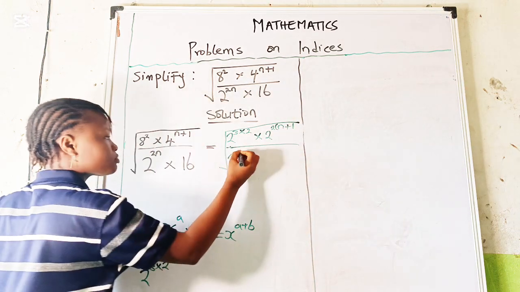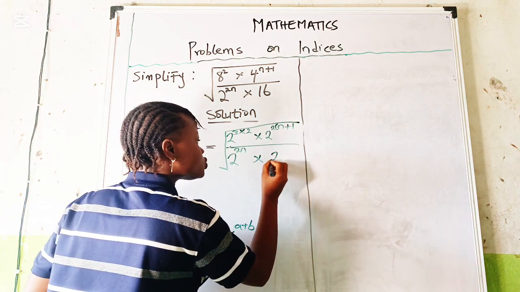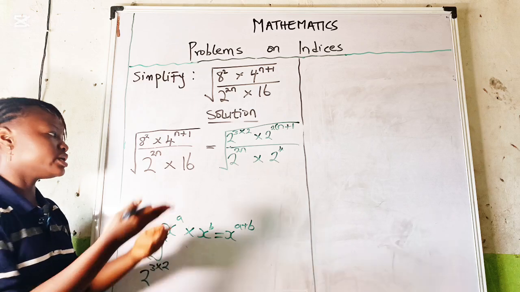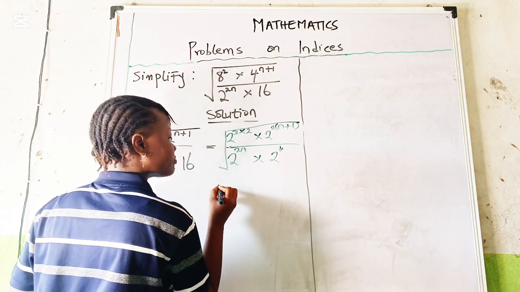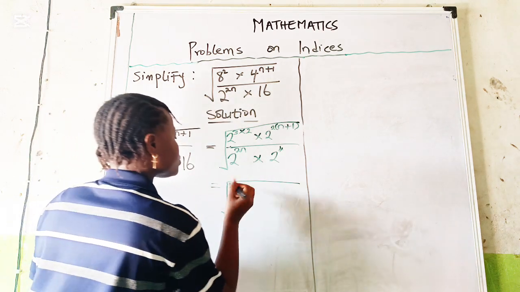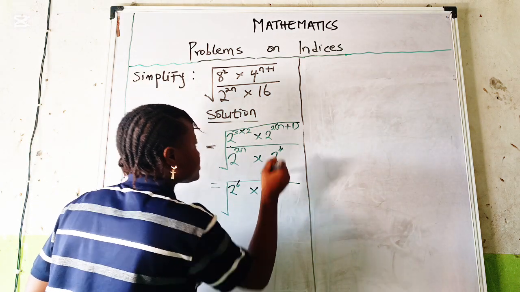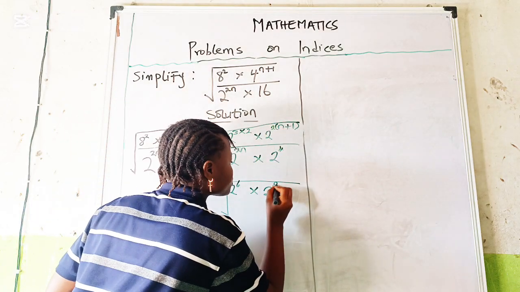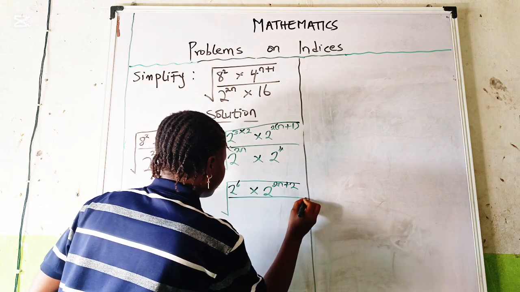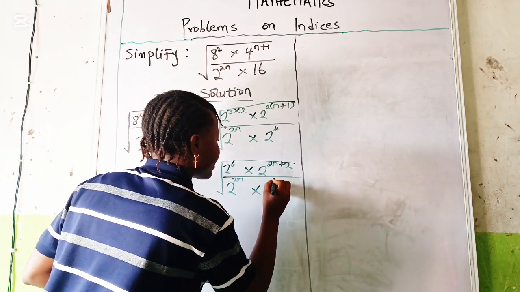Here is 2 raised to power 2n, multiplied by 16, which can be written as 2 raised to power 4, because 2 times 2 times 2 times 2 will give you 16, which is equals to 2 raised to power 3 times 2 will give you 6, multiplied by 2 raised to power, open your bracket, 2 times n will give you 2n plus 2 times 1 will give you 2, all over 2 raised to power 2n times 2 raised to power 4.